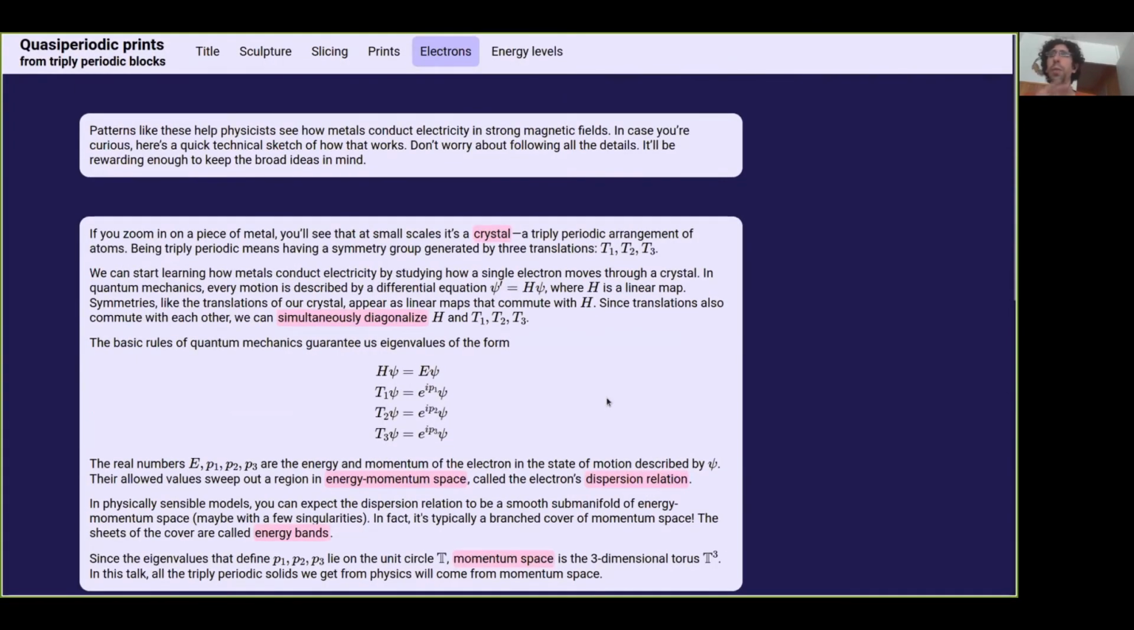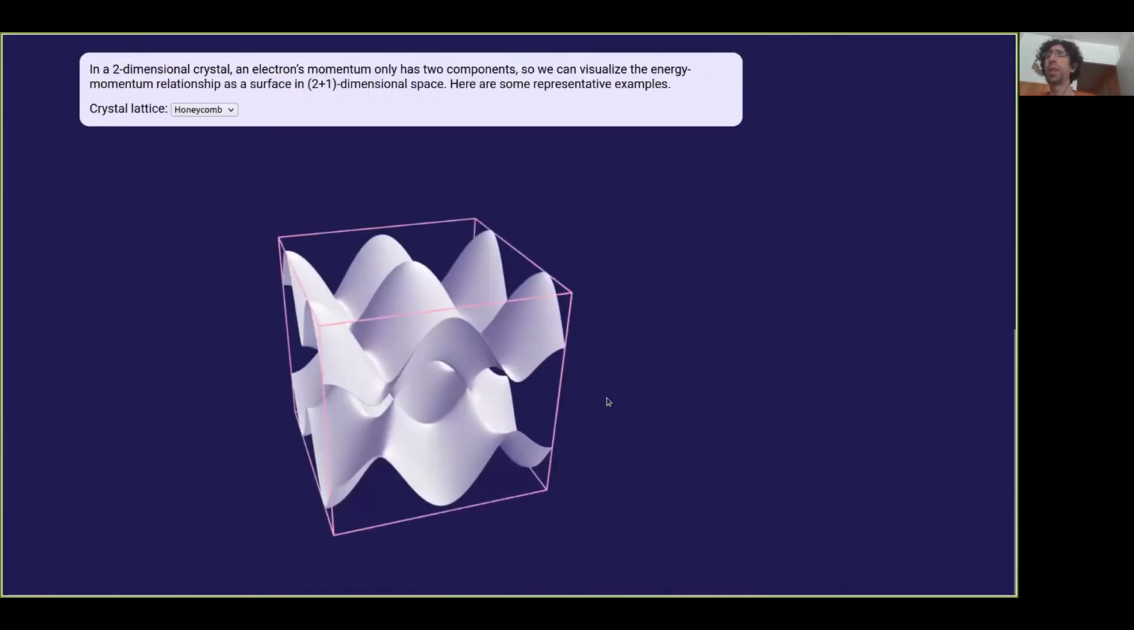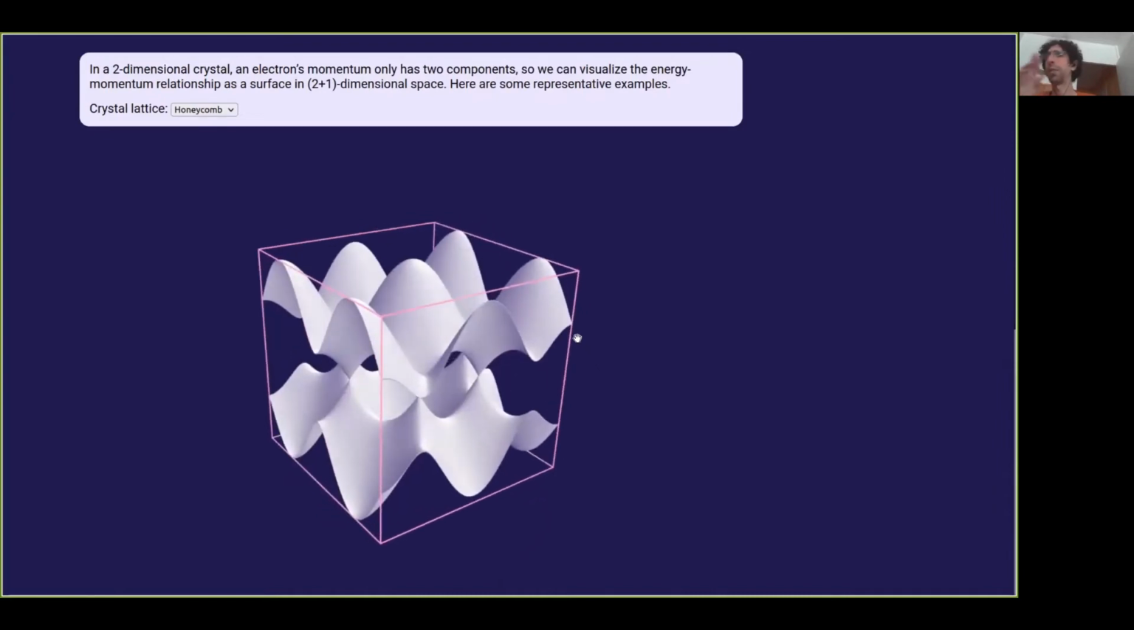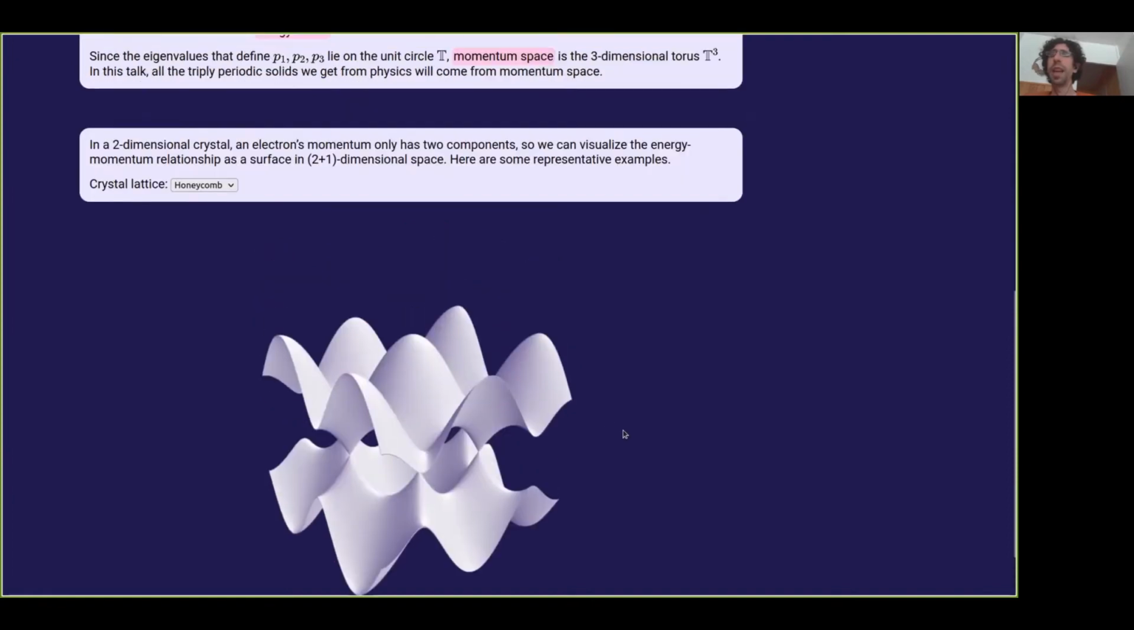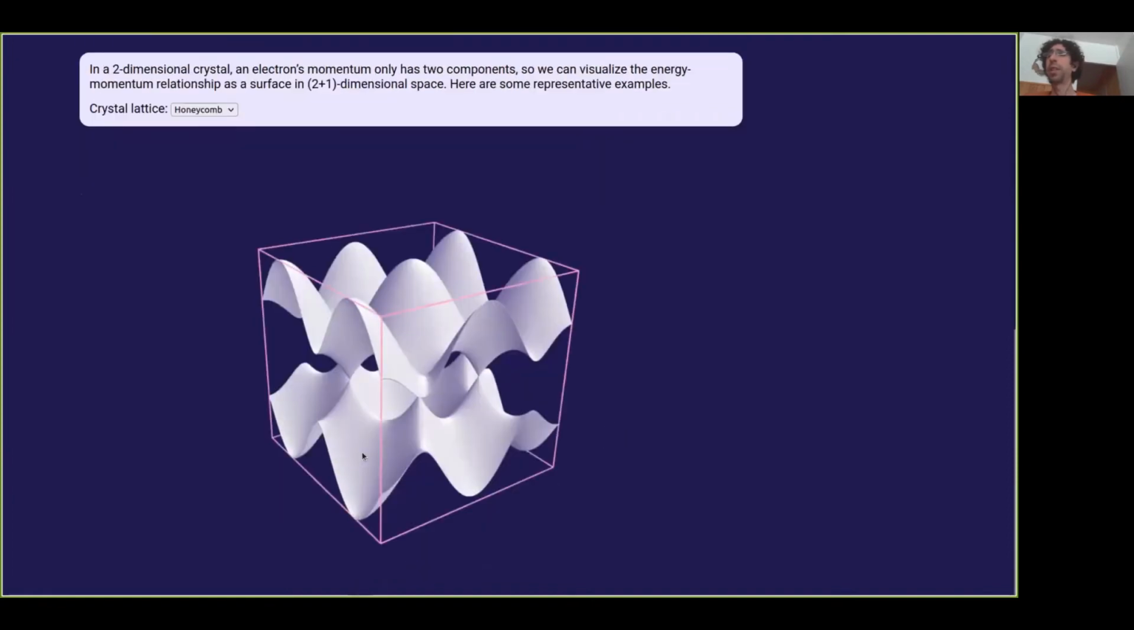All right, so when you start studying electrons moving in a surface, you find that their energy and momentum are related to each other. Typically with a given energy, there's some discrete set of momentum values. Typically with a given momentum, there's a discrete set of energy values which are possible. And the relation between momentum and energy is called a dispersion relation. Because momentum space is periodic, the dispersion relation is like a periodic graph. It's a graph of a periodic multi-valued function in momentum space.